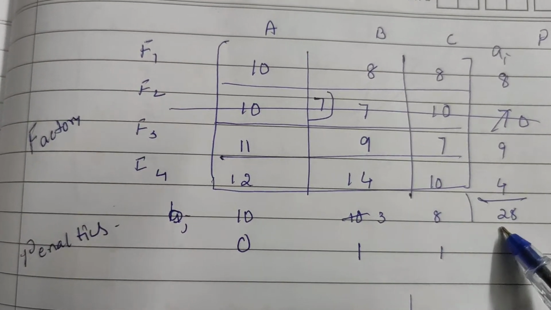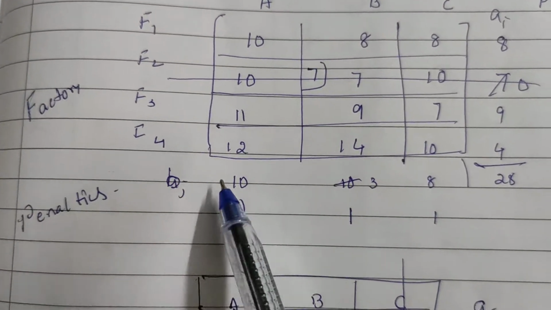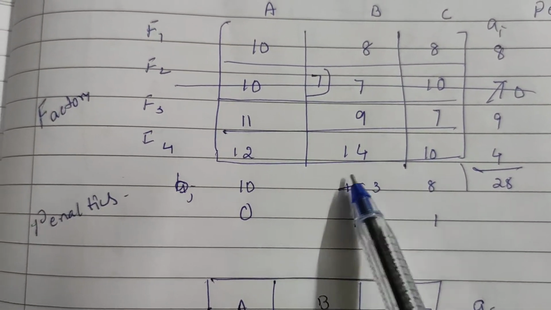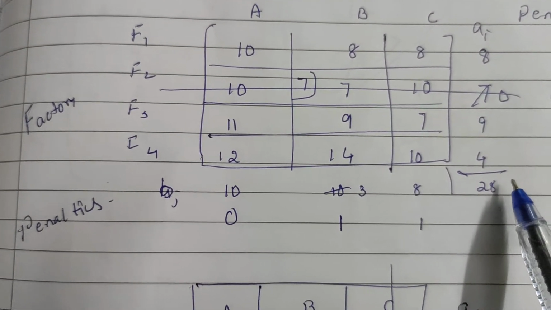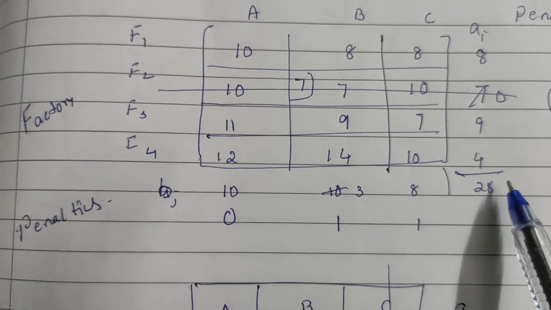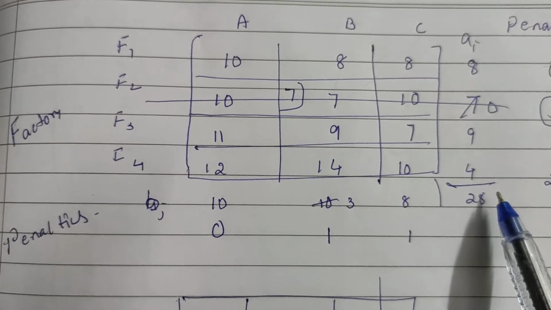The row total is 28, and the same for the column total: 10 plus 10 is 20, and 20 plus 8 is 28. The given problem is a balanced transportation problem. Now we go for the VAM method.